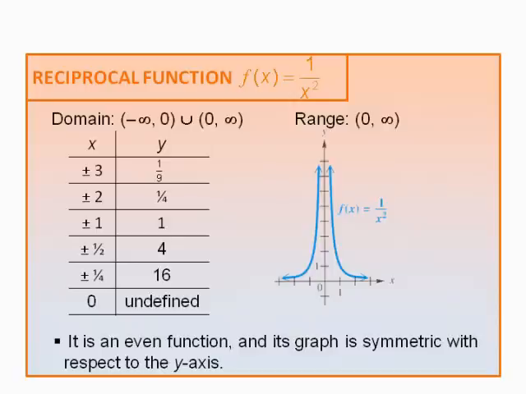Now, this is an even function. So here's some more good exam review. We said that the last one, 1 over x, was odd because it had origin symmetry. This one is even, notice, because it is symmetric to the y-axis.